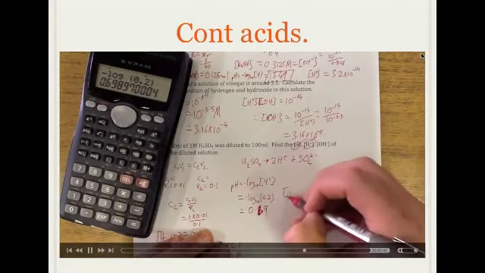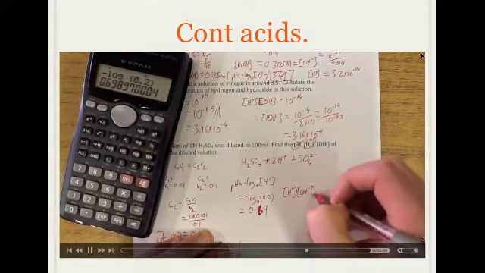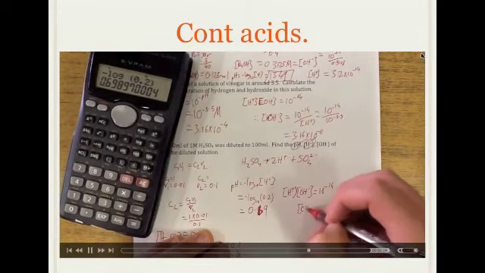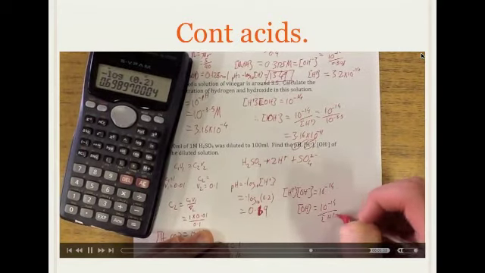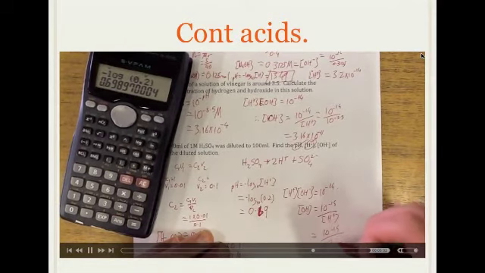Our concentration of OH, we use our ion product rule, which I'm writing out now, 10 to the negative 14. So that means our concentration of OH equals 10 to the negative 14 divided by concentration of hydrogen, which means 10 to the negative 14 divided by 0.2.